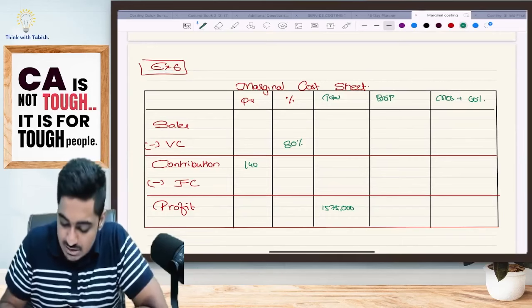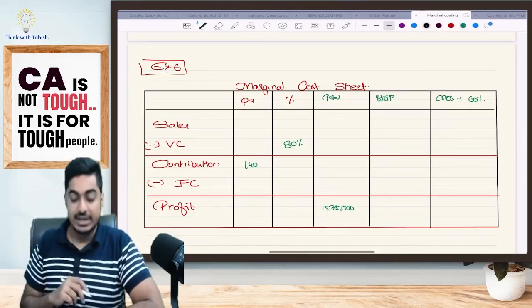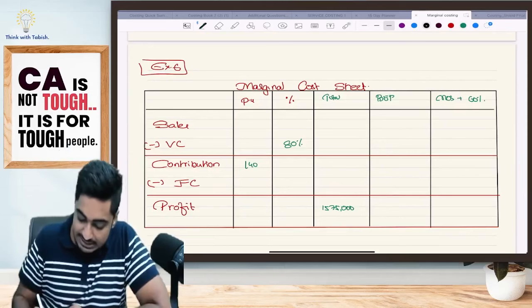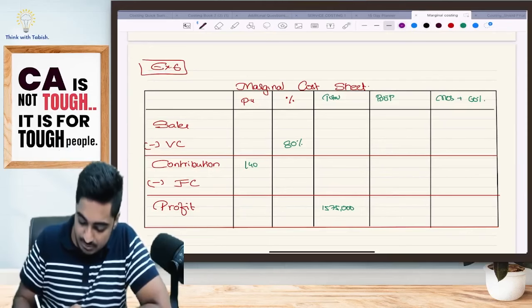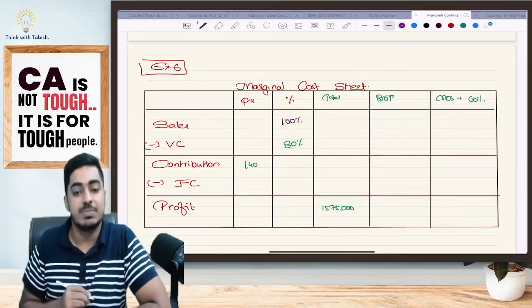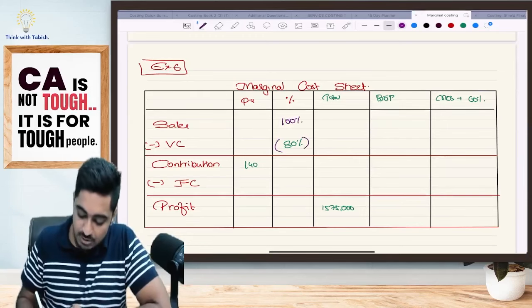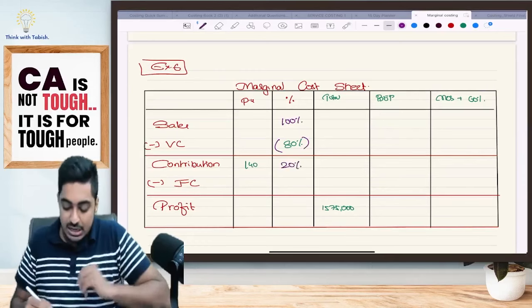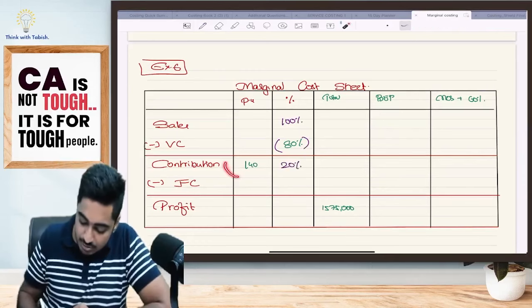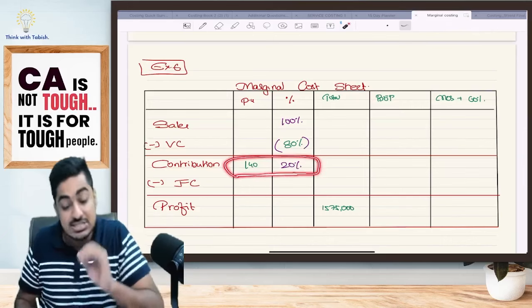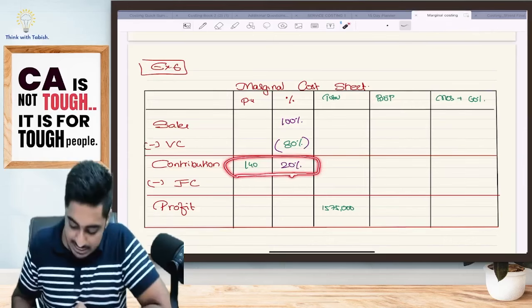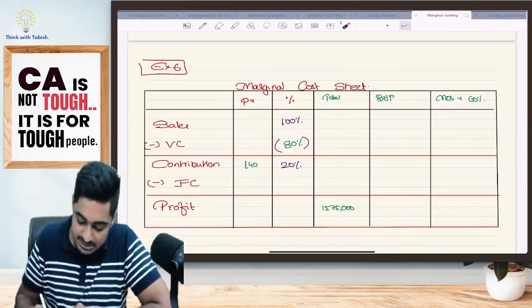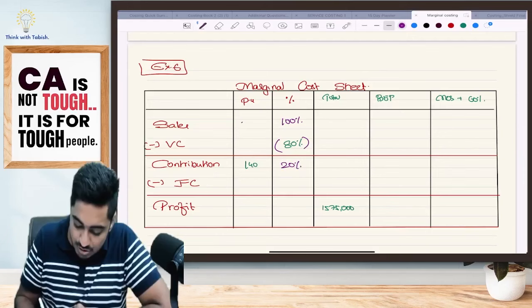This is the information given to me. Now pay attention. Using this, what can I do? Now I'll use a purple color. Sale should always be 100%. Yes or no, everyone? If my variable cost is 80%, how much percentage is contribution? 20%. Now tell me one thing, students. My contribution for 1 unit is 140, which is 20% of sale. That means how much should be my sale? Simple, sir. 140 divided by 20% should be 700. Yes or no, everyone?